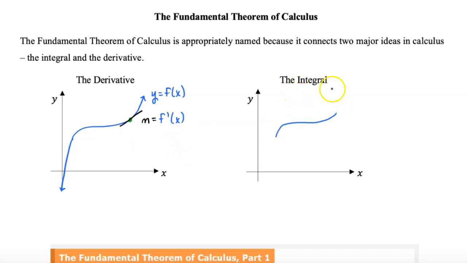Now for the integral. So the integral is going to give us that area under the curve. So if I have this curve, and now this curve is going to just be over some definite region from an x of a, so let's call this x of a, to another x value that I'll call b, then the integral is going to give me this area under that curve from a to b. So the derivative, let's get this down, the derivative is going to be the slope of the tangent line at any given point along the curve.